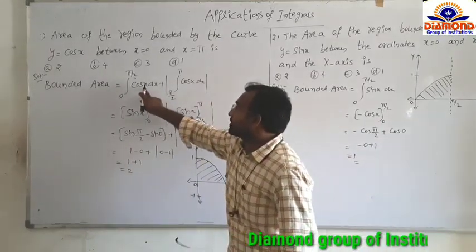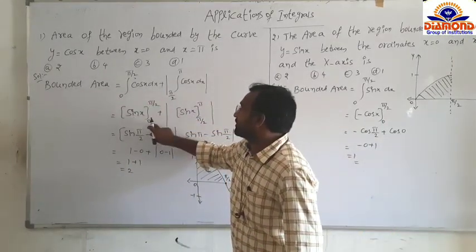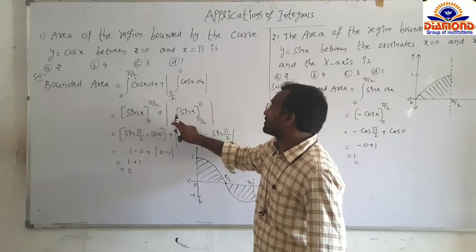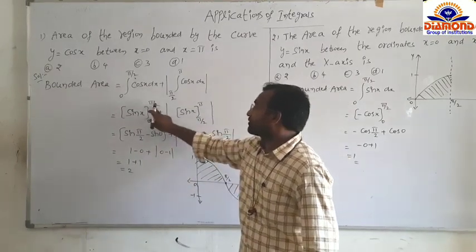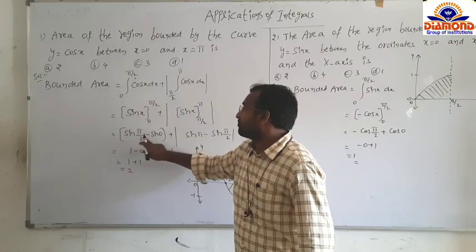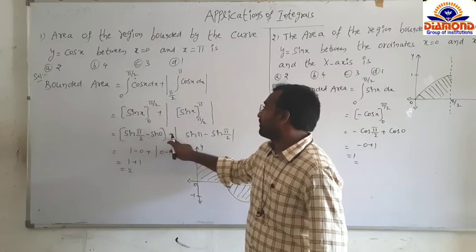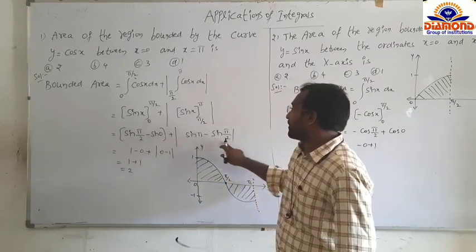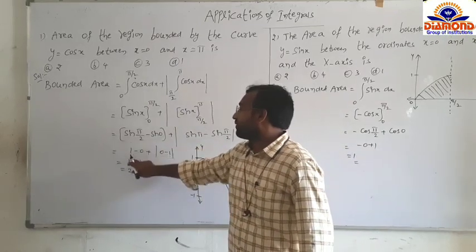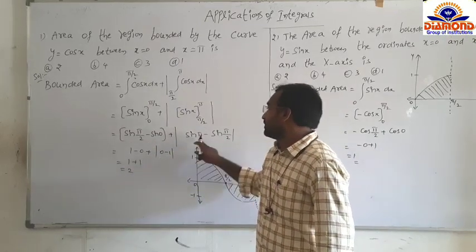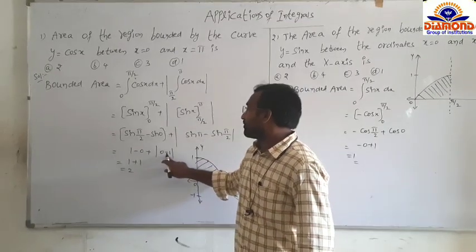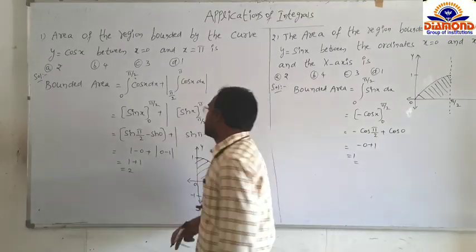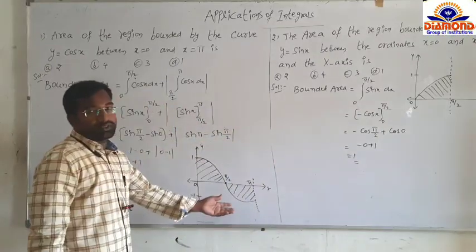So that equals the integration of cos x, which is sin x, with limits 0 to pi by 2, plus modulus of sin x from pi by 2 to pi. First substitute the upper limit, sin pi by 2, minus the lower limit, sin 0, plus modulus of sin pi minus sin pi by 2. Sin 90 is 1, sin 0 is 0, and sin pi is also 0. So 0 minus 1 is minus 1, and its modulus is 1. So 1 plus 1 is 2. So the cos x graph is like this.